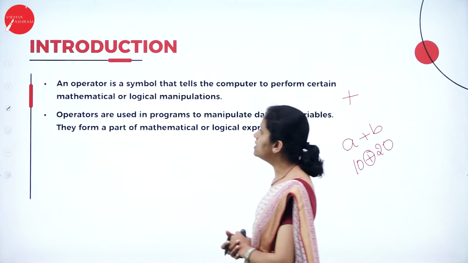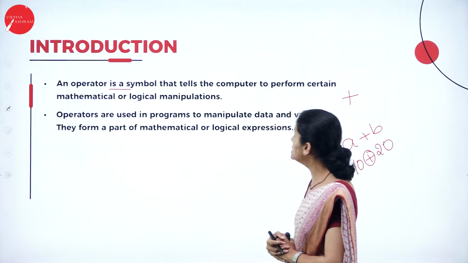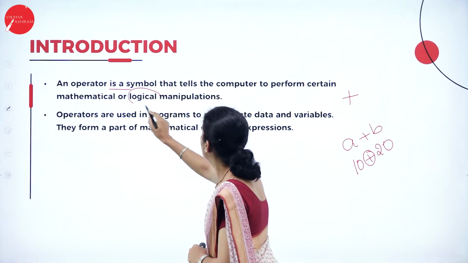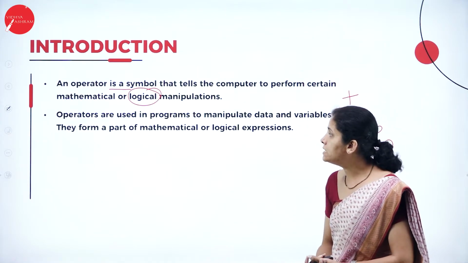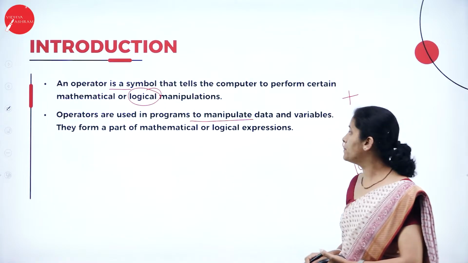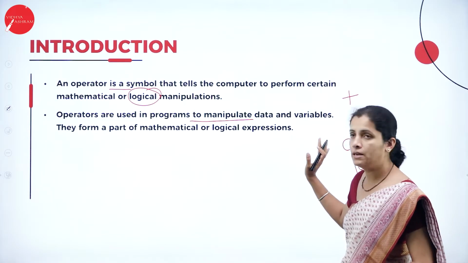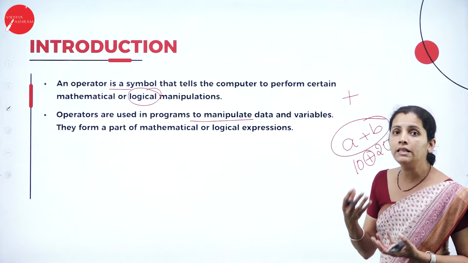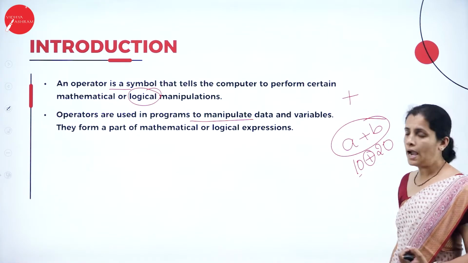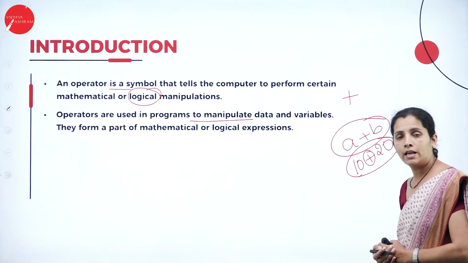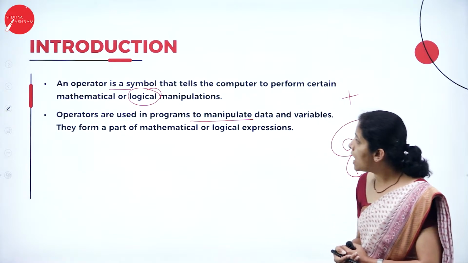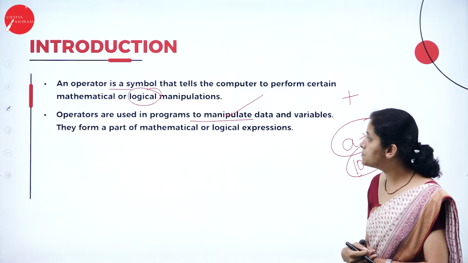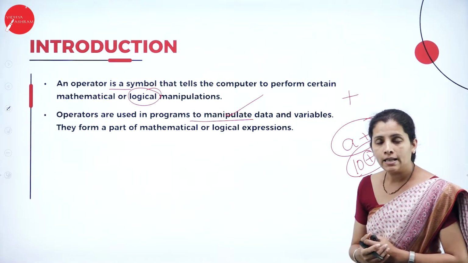So, what is an operator? An operator is a symbol that tells the computer to perform certain mathematical as well as logical manipulation. Now, operators are used in the program to manipulate the data as well as variables. So, if I have A plus B, here these are the variables. And if I want to manipulate the data, see, I have values 10 and 20. And if I want to add these values, I require operator. So, operators are used in a program to manipulate data and variables, and they are responsible for performing mathematical operations as well as logical operations.